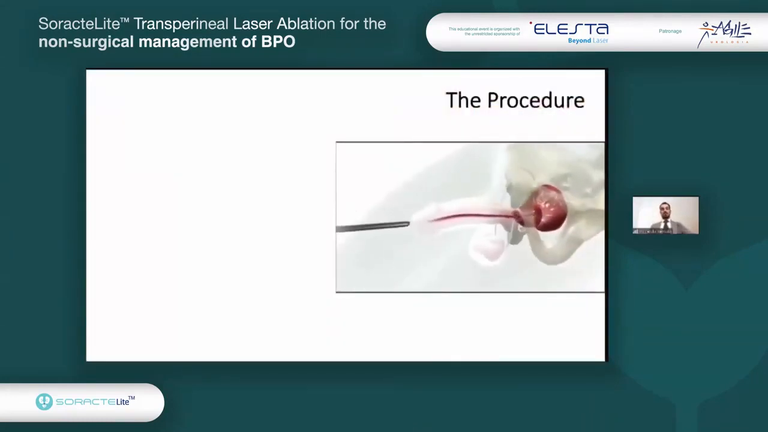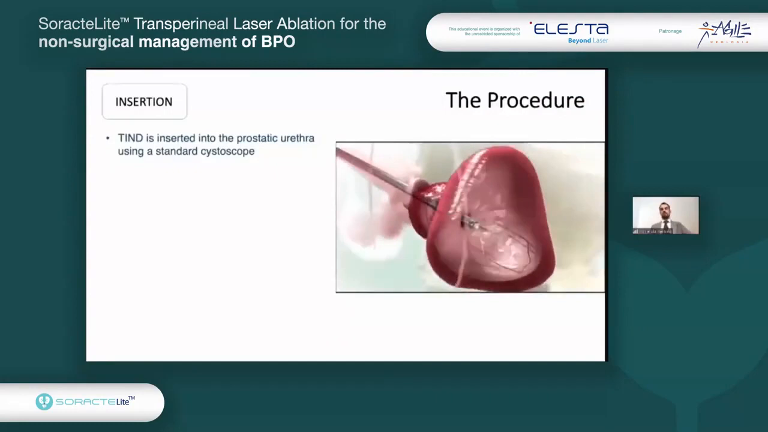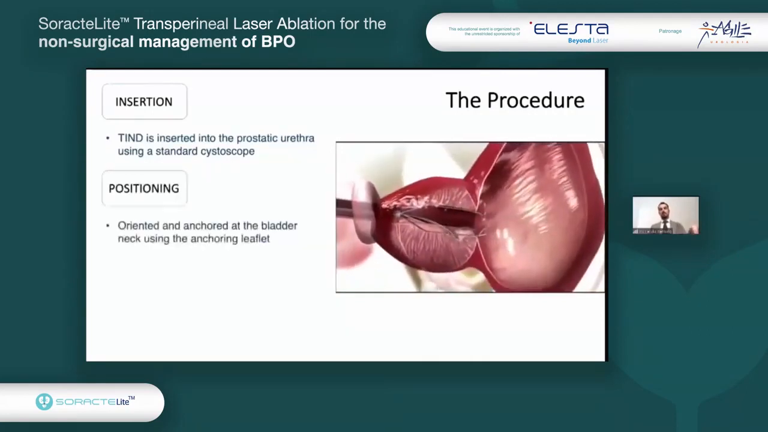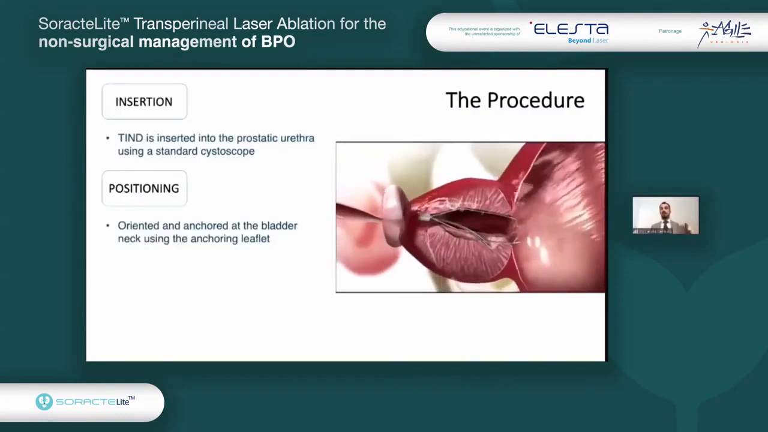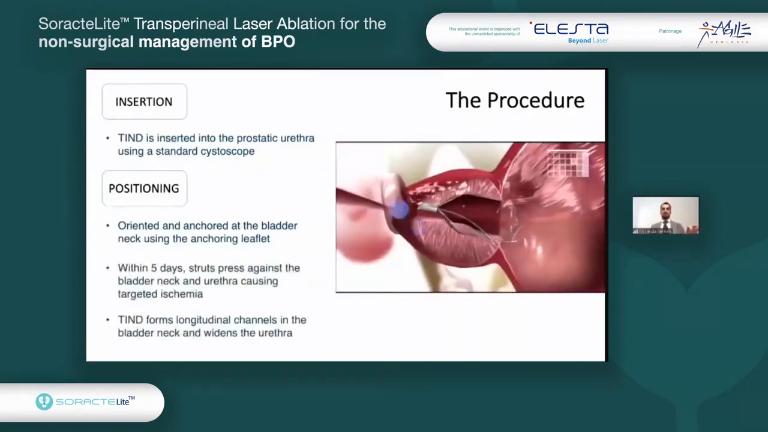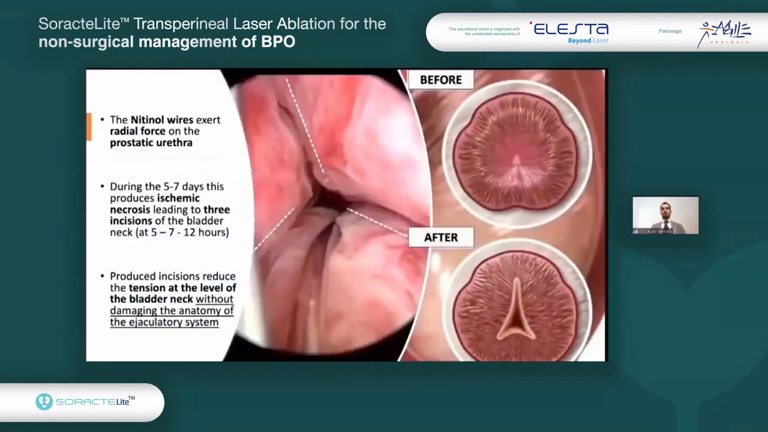The procedure is, as I said, pretty easy to master, using a cystoscope inserted transurethrally. We get into the bladder, and then the device is positioned after orientation and anchored at the level of the prostatic urethra. Within around 5 to 7 days, the struts press against the bladder neck and the prostatic urethra, leading to targeted ischemia that configures the incisions. So you can see the radial force exerted towards the prostatic urethra, with a scheme showing the before and the after with respect to the procedure.